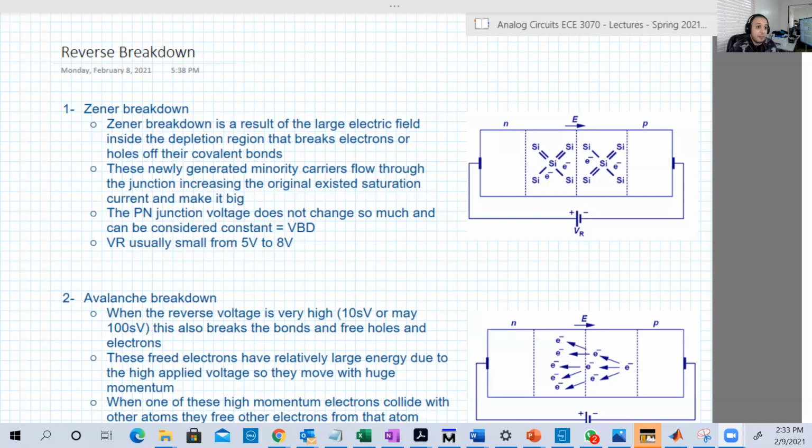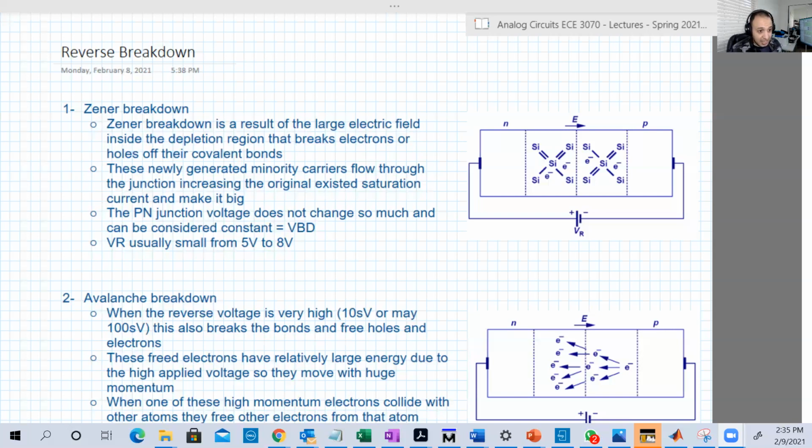But if the reverse bias voltage, the battery voltage, which is reversed now, goes beyond some amount, usually between 5 and 8 volts, sometimes 10, this amount, which we call the Zener breakdown voltage, will be high enough to free electrons from their bonds.